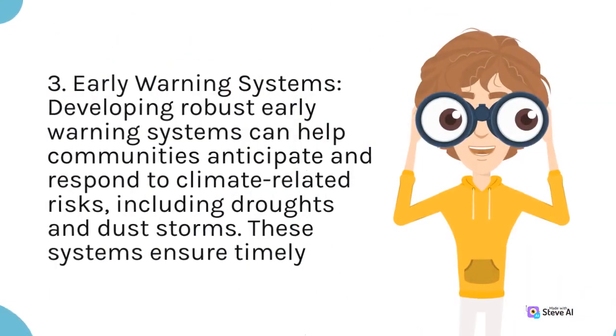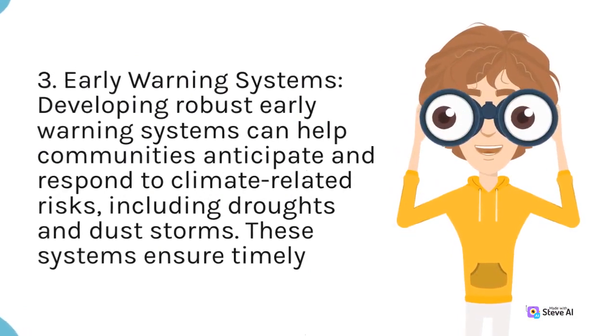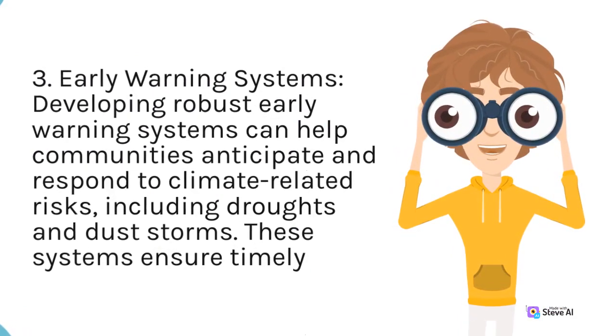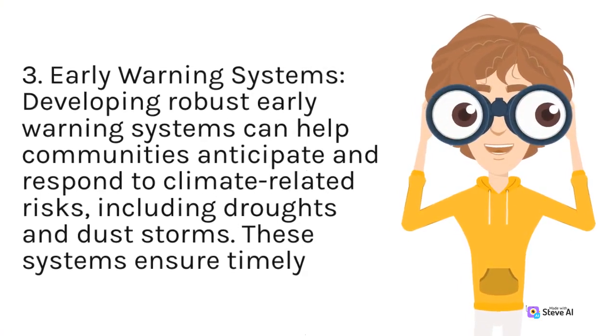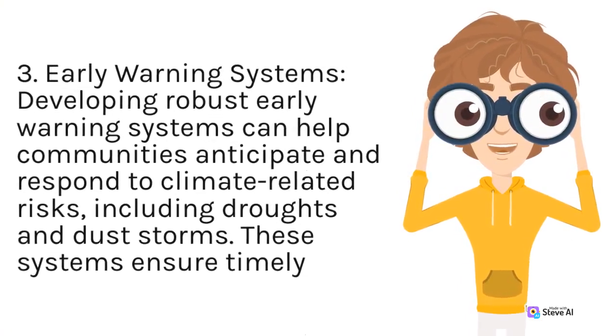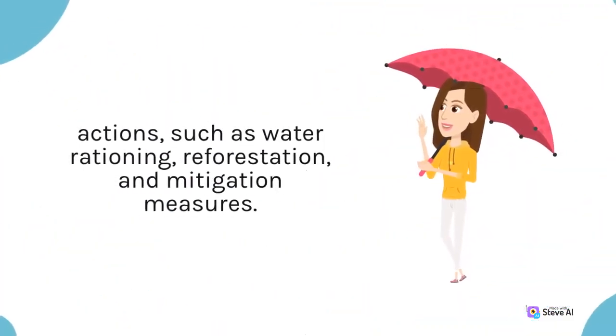Three. Early warning systems. Developing robust early warning systems can help communities anticipate and respond to climate-related risks, including droughts and dust storms. These systems ensure timely actions, such as water rationing, reforestation, and mitigation measures.